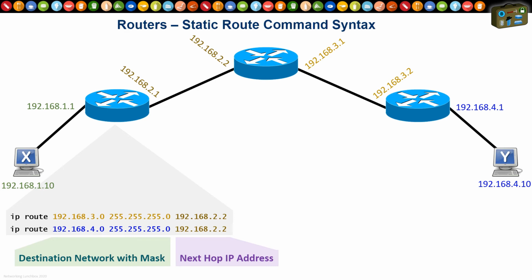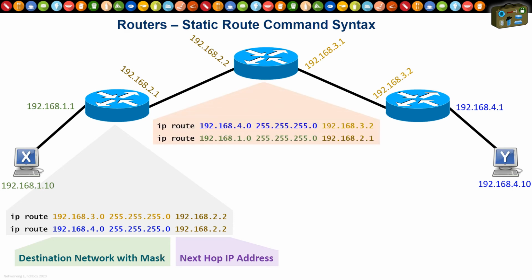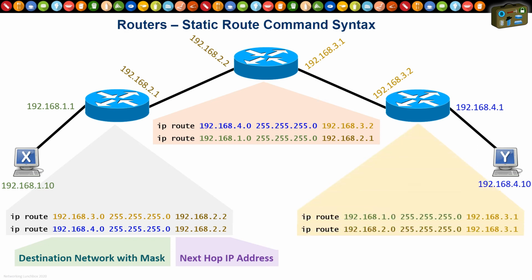Then from the middle router, we need to find our way to the right-hand side of the network and the left-hand side of the network. So 192.168.4 is reachable via 3.2 and 192.168.1 is reachable via 2.1. So to finish it off, over here on the right, 192.168.1 is reachable by 3.1, 192.168.2 is reachable by 3.1.